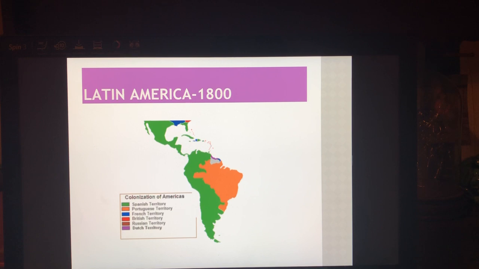So most of the territory in green is the Spanish, and then the Portuguese is the orange. And a lot of this comes from the way that Latin America is divided up, from that Treaty of Tordesillas that we've seen before. And we've already talked about the American Revolution. So what we're going to really look at is these two territories of Spanish and Portuguese.